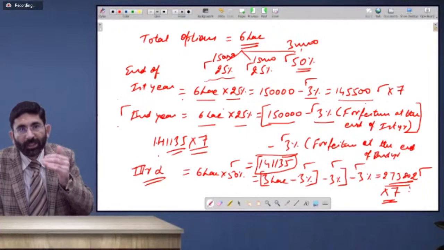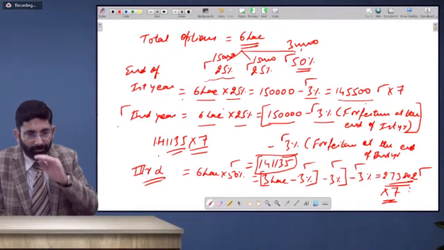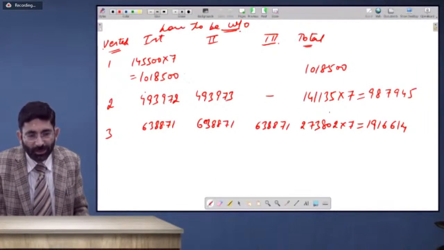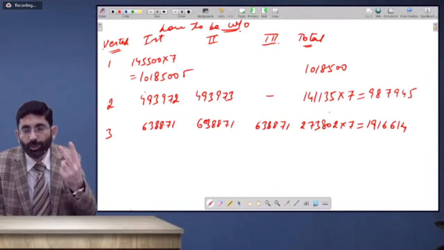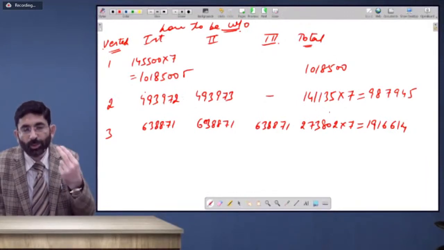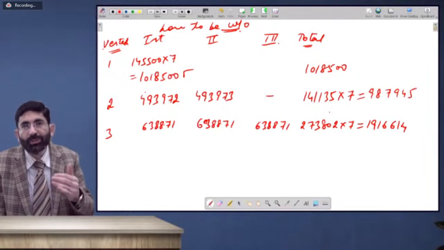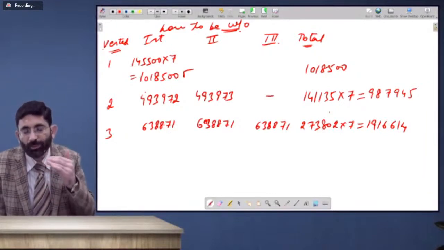So you have categorized it into 3 groups. Loss of first group is written off within the first year only. Loss of second group is to be written off within 2 years, because these are vested within 2 years. So the vesting period is 2 years, hence the loss will be written off within 2 years. And third one, its vesting period is 3 years, so the total loss which we have suffered will be written off within 3 years.